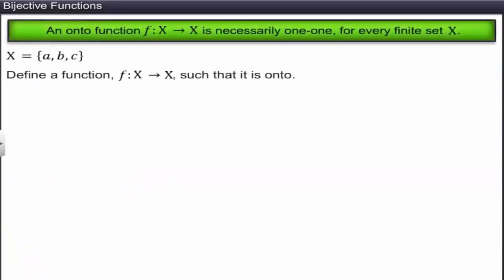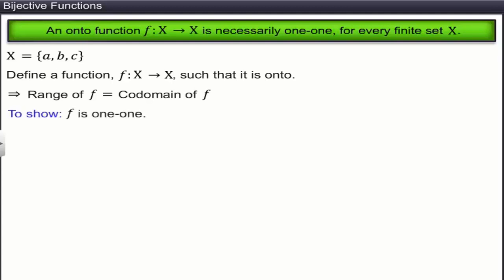Consider the same finite set X and let f be an onto mapping from X to X. This implies the range of f is equal to the codomain of f. We have to show that f is 1-1. Let's begin by supposing that f is not 1-to-1.